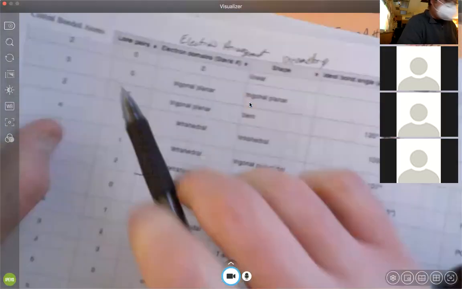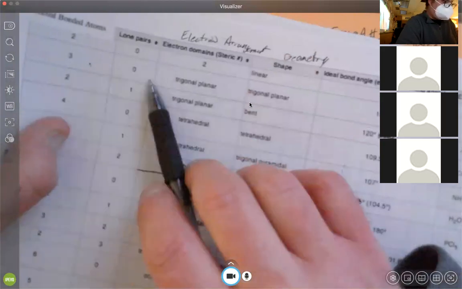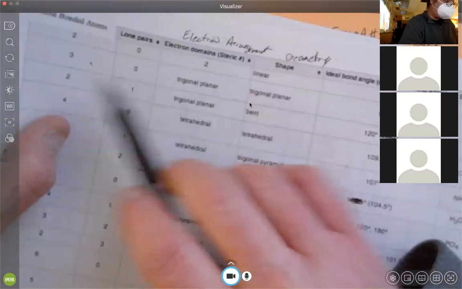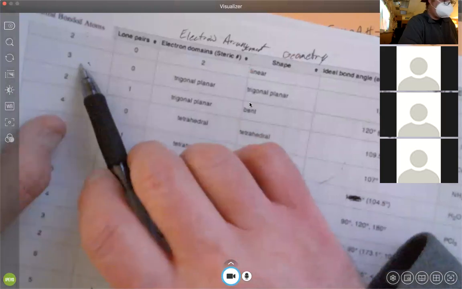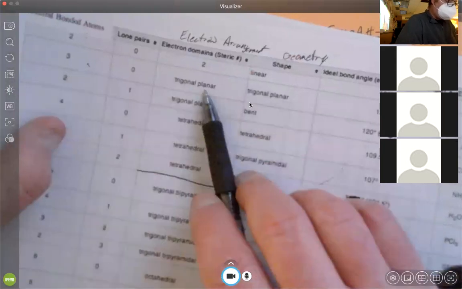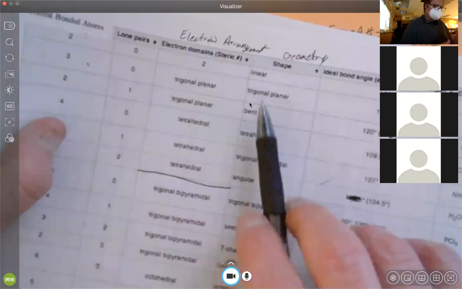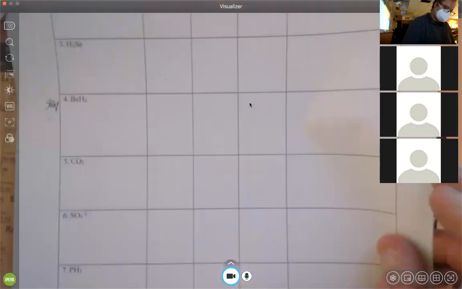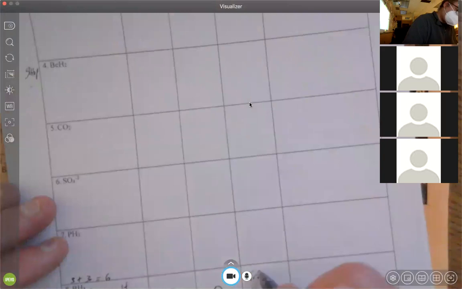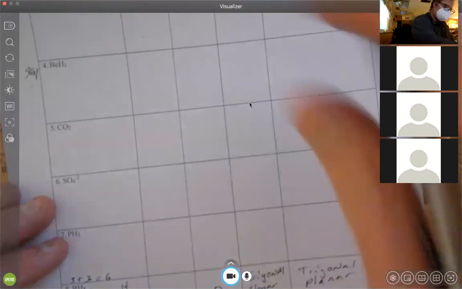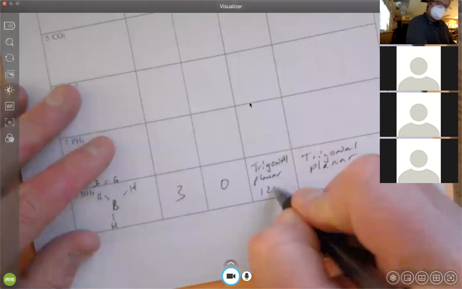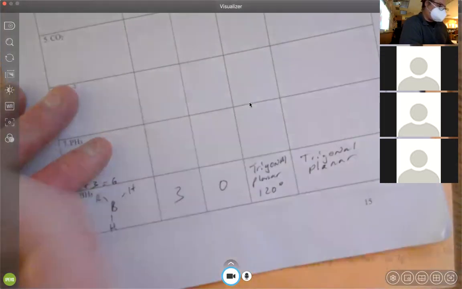So 3 bonds and 0 unshared pairs, it exists. It doesn't seem like it should because it's breaking the octet. But that is trigonal planar for electron arrangement and trigonal planar for molecular geometry. Now, as always, I like to include the bond angle here. The bond angle I'm going to put as 120 degrees, which it says on that back too.